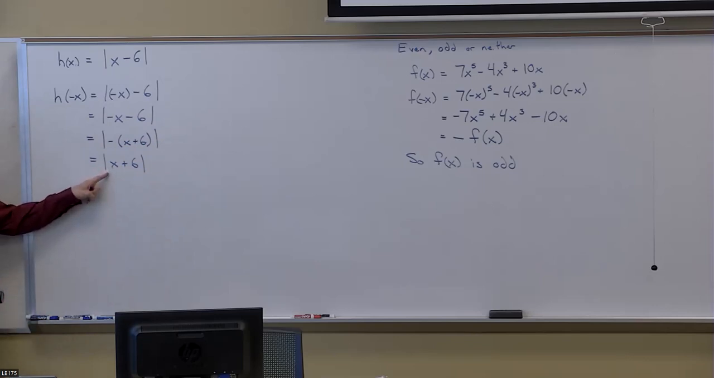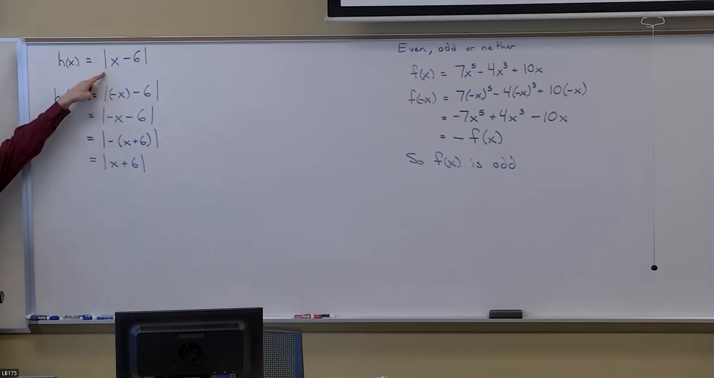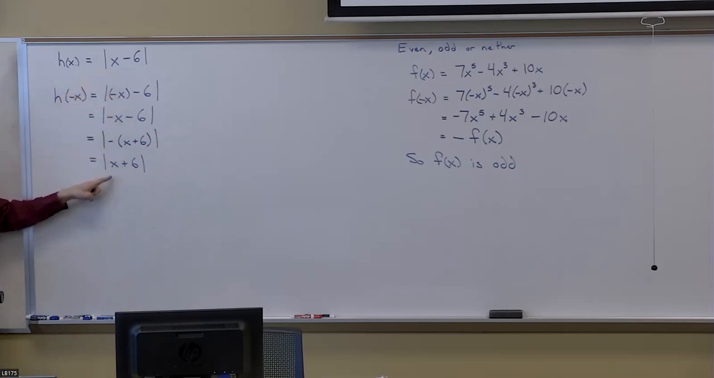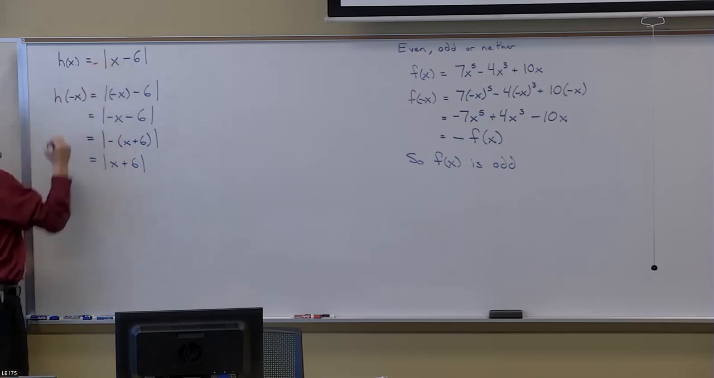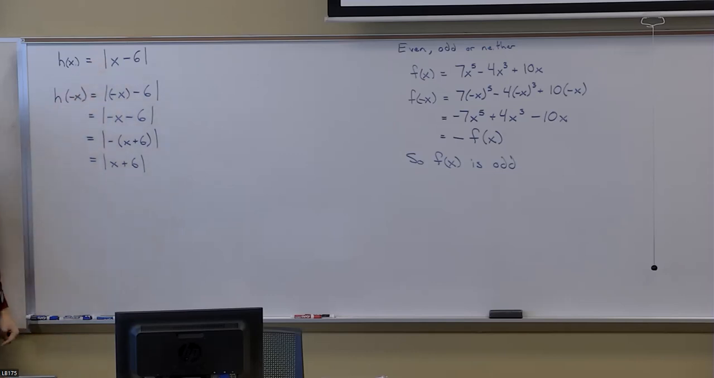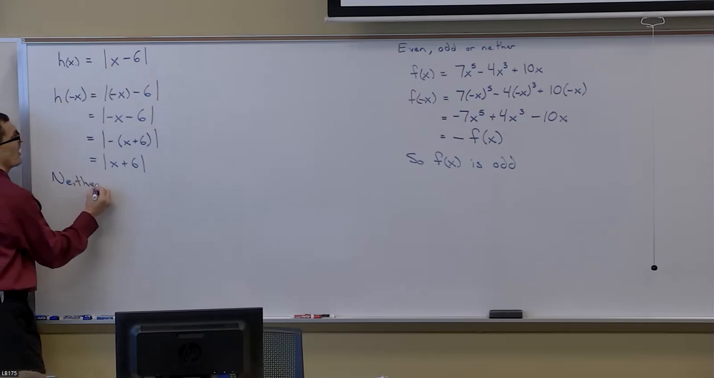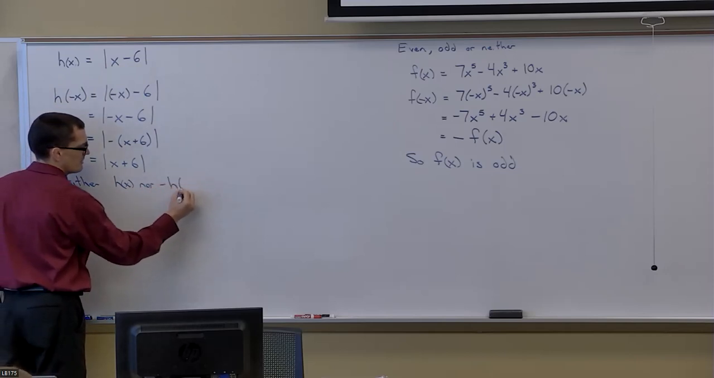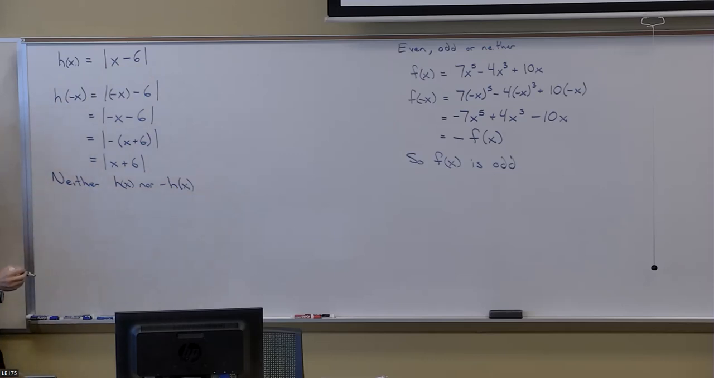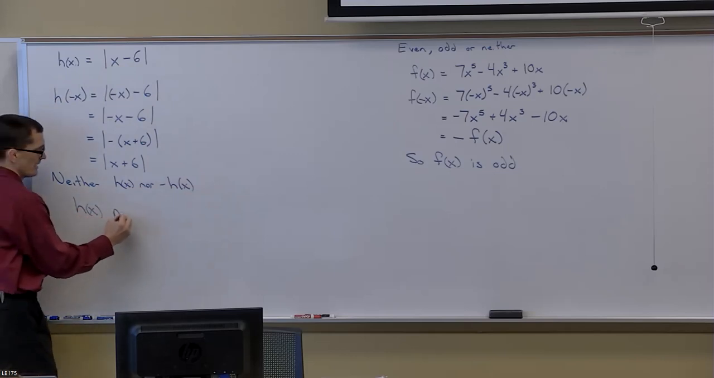Is this the same thing as my original function? No. Is this the negative of my original function? No, because I'd have to have the negative on the outside. And a negative on the outside with a minus 6 is not the same as a plus 6 on the inside. So this one is neither my original function, nor the opposite of my original function. And so h of x is neither even nor odd.